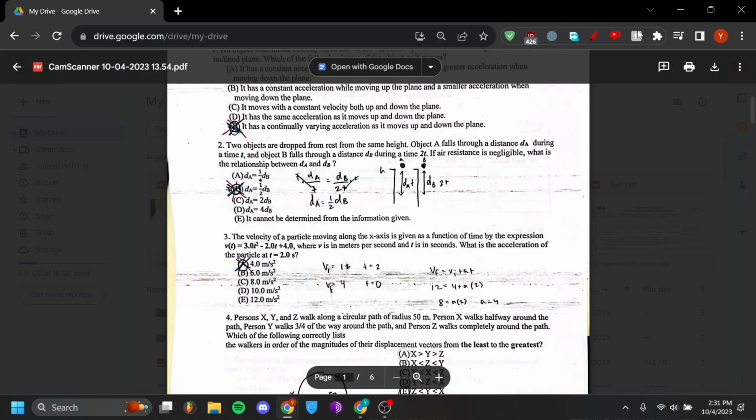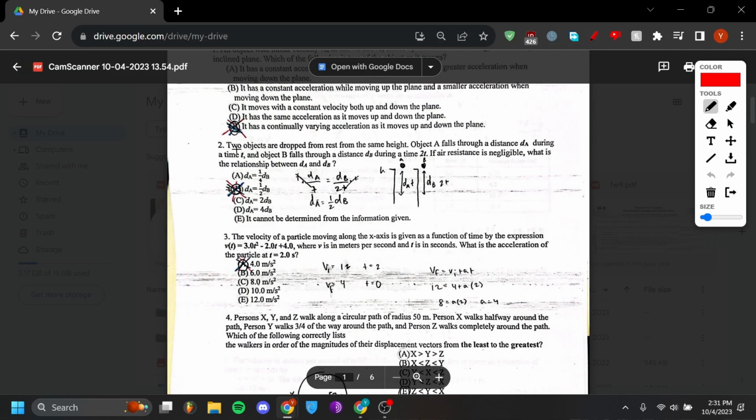Question 2. I got this question wrong. Two objects are dropped from the same height. Object A falls through distance dA at a time t, and object B falls through a distance dB during a time 2t. If air resistance is negligible, what is the relationship between dA and dB? So right here I drew a diagram. This was A, this was B, and dA is t, and dB is 2t, t and 2t.